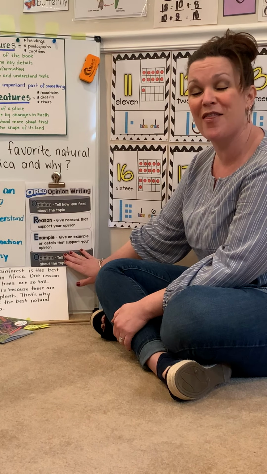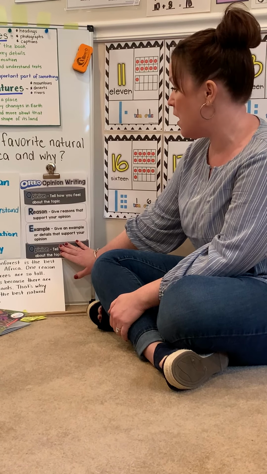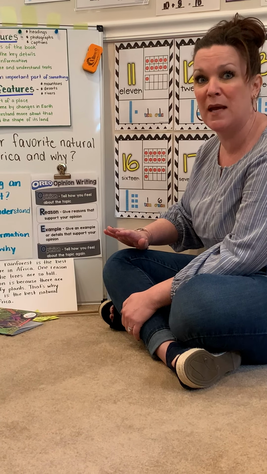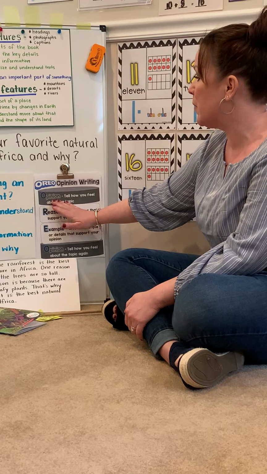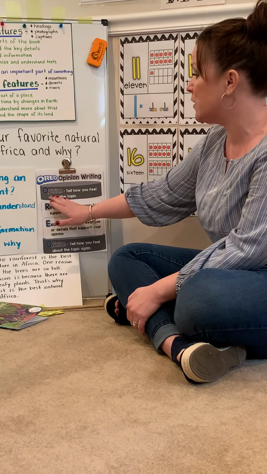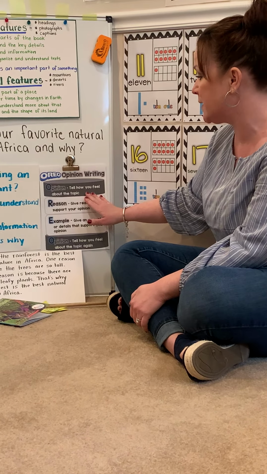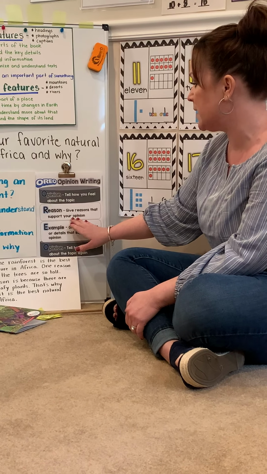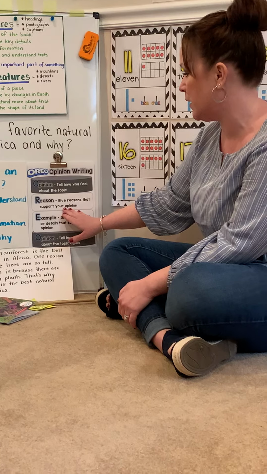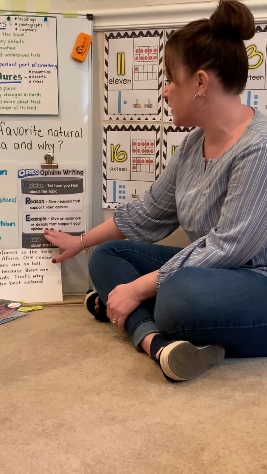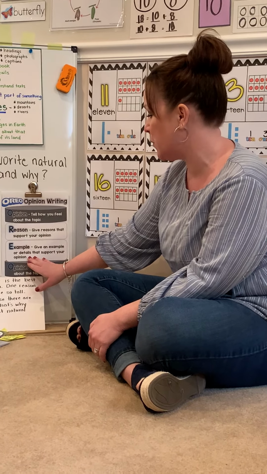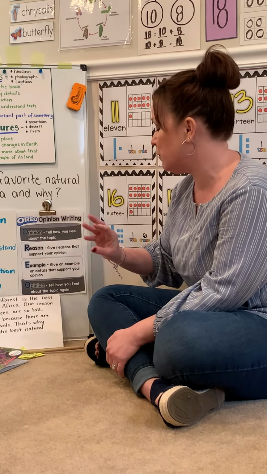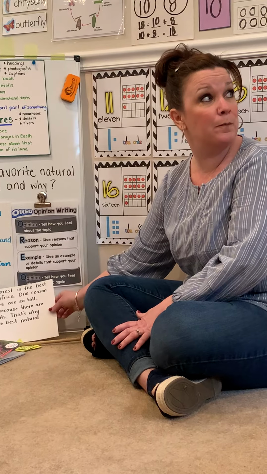We're going to use the Oreo way of writing to help us remember the different parts of our opinion writing paragraph. Remember, the O of Oreo is your opinion. It tells how you feel about the topic. The reason, or the R, gives reasons that support your opinion. Examples, you give an example or details that support your opinion. And O, remember, that's your conclusion. You restate your opinion again.